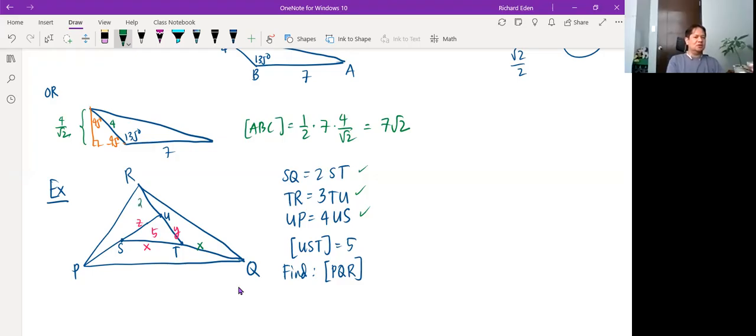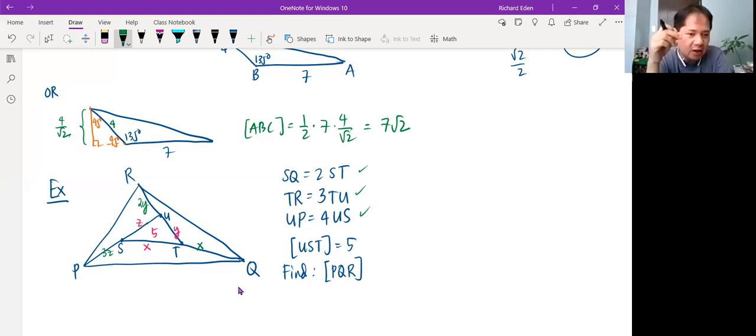Since TU is Y, this is 2Y. And then for UP, it's 4 times US, so PS is 3 times PS, which is 3Z. Okay, so we're trying to find the area of the whole triangle.